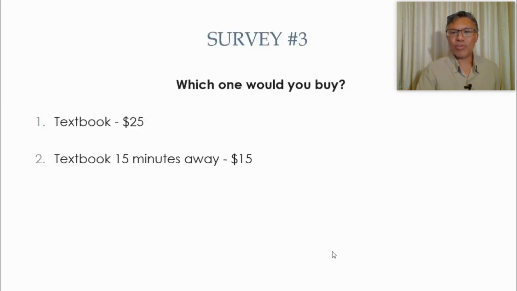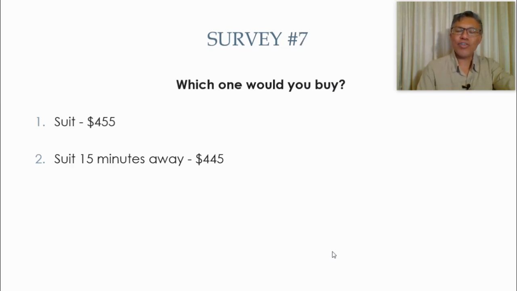Okay, let's take a look at a couple more surveys. So survey number 3, which one would you buy? Textbook 25 or textbook 15 minutes away, 15? Usually quite a number of people would drive the 15 minutes to get the textbook at 15, saving $10. Okay? Survey number 7, which should you pick? Would you stay at the store and buy the 455 suit, or would you drive 15 minutes away to buy the 445 suit? Most people in our class would not drive. Most people in our classes would say, no, I'll stay here and buy the 455 suit.